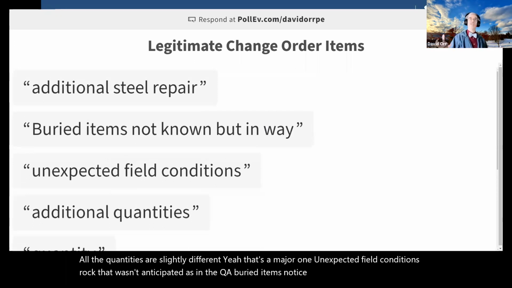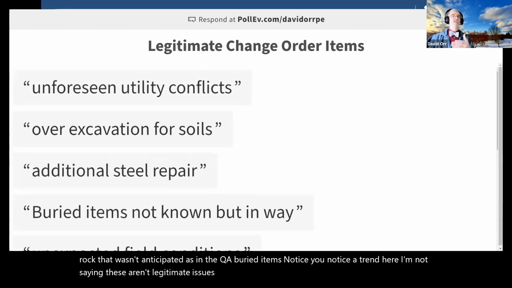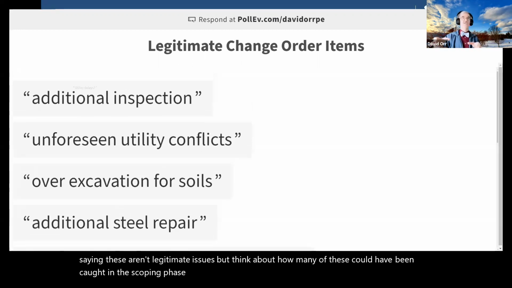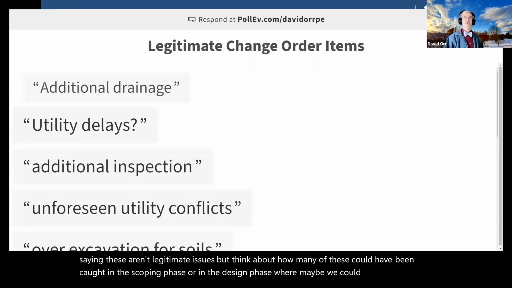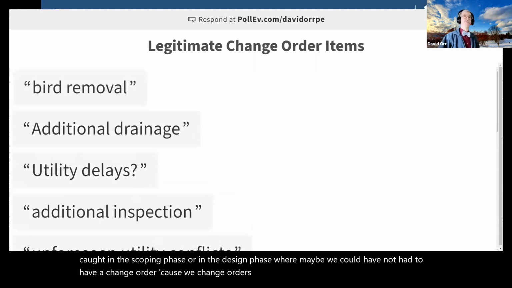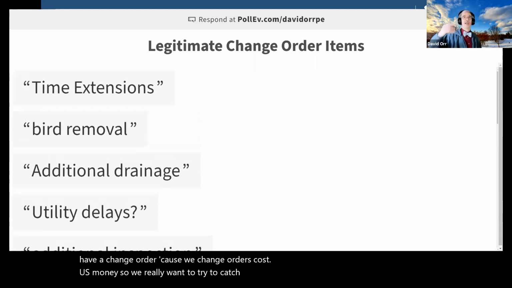I'm not saying these aren't legitimate issues, but think about how many of these could have been caught in the scoping phase or in the design phase, where maybe we could have not had to have a change order, because we all know change orders cost us money. So we really want to try to catch these things earlier. It's why I like to build the whole project in my head.